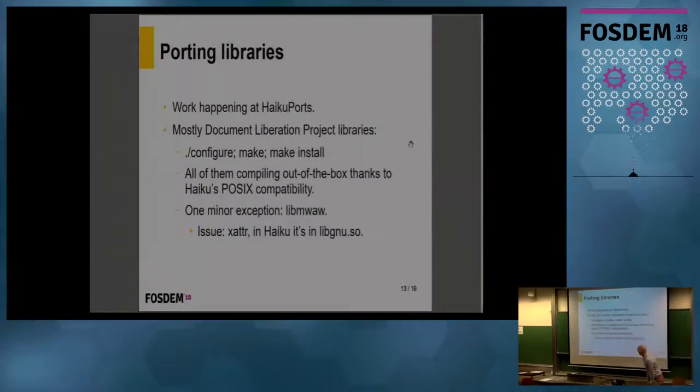Okay, so porting libraries is time-consuming, but it's not that hard. Work is happening at Haiku ports, which is a port system like Brew or pkgsrc. A lot of work was related to Document Liberation Project libraries, because obviously we have ported FreeType for Haiku itself. NSS and other more popular libraries were already there. But Document Liberation Project libraries are really used only by LibreOffice, so they needed to be ported. This process was pretty easy because Haiku has POSIX compatibility, even though we don't claim that we are Unix. So mostly it compiles out of the box.